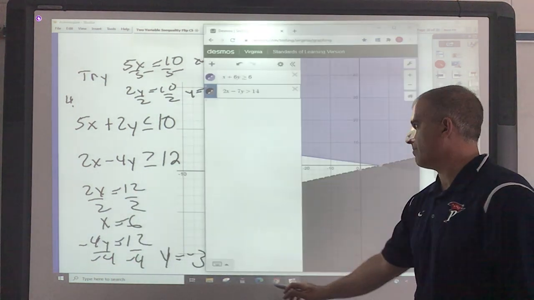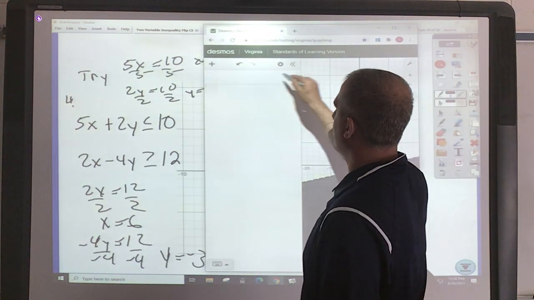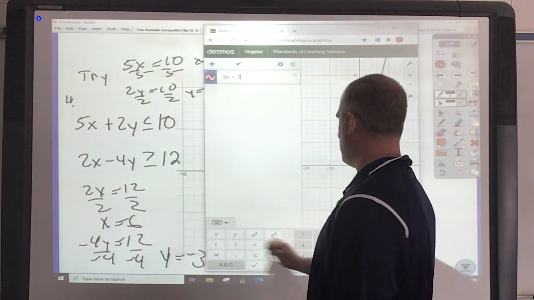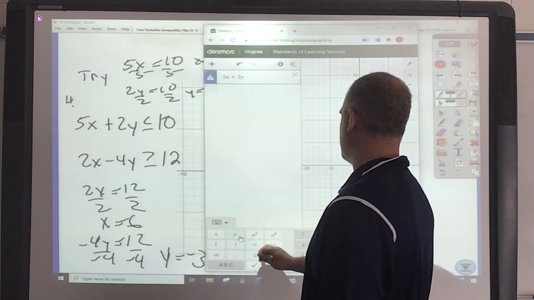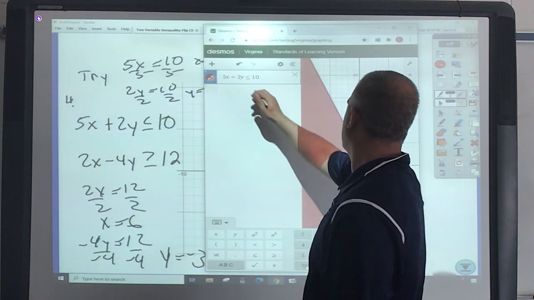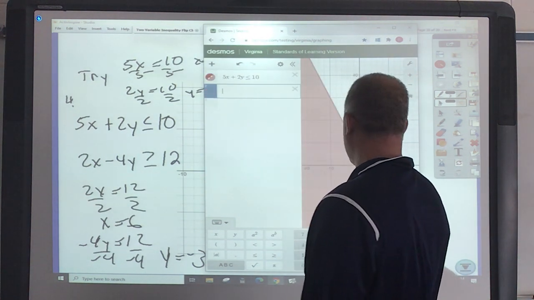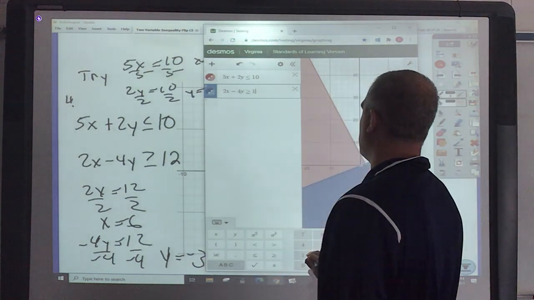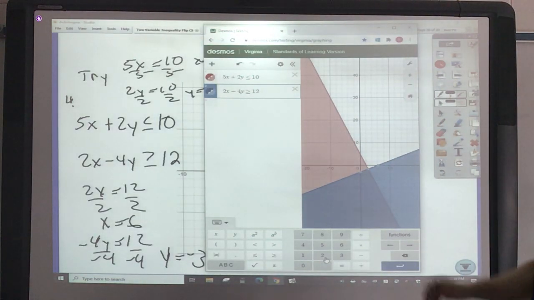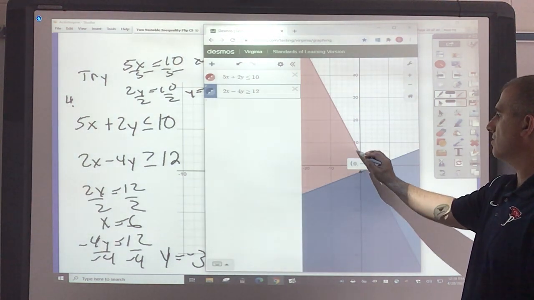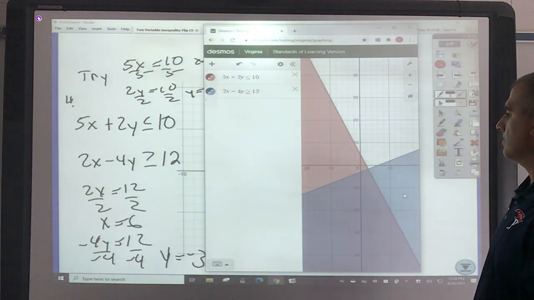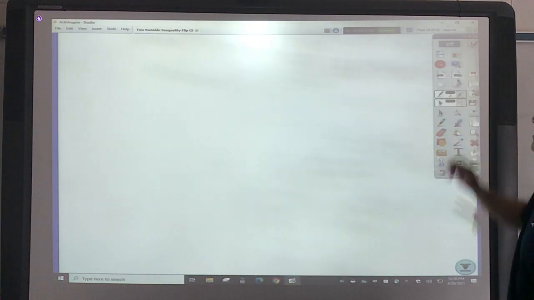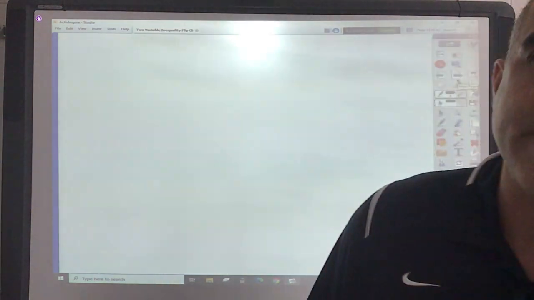I'm going to go ahead and put both of those in Desmos and confirm them both. 5x plus 2y less than or equal to 10. I got 2x minus 4y greater than or equal to 12. So you can see I can confirm all of these locations. You can see the darkest shaded area is that area right there. So that is going to be your two variable inequalities.